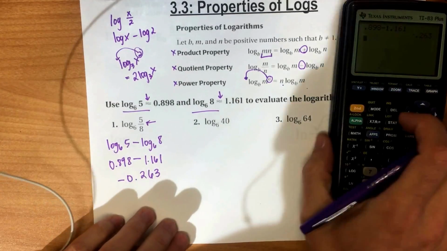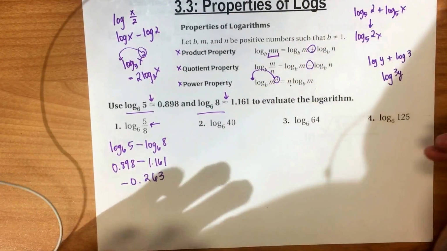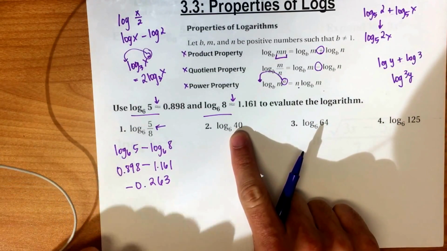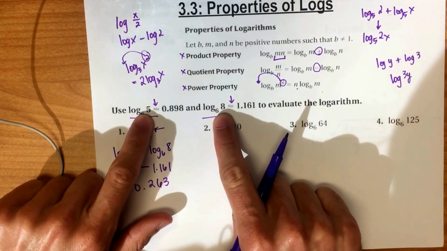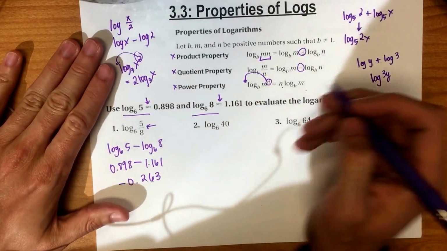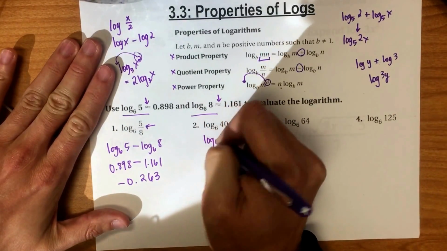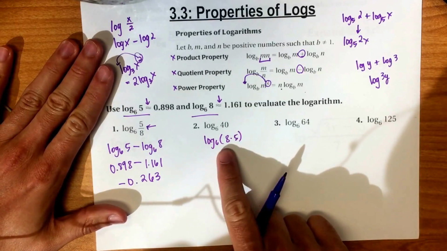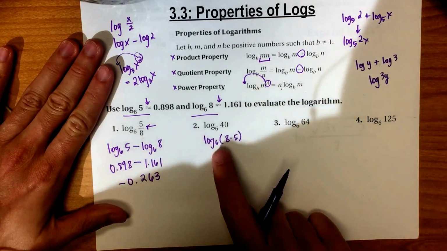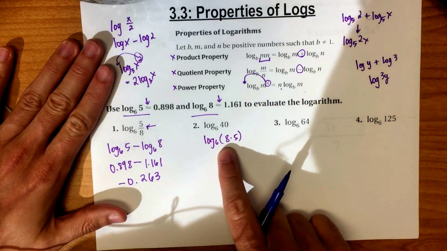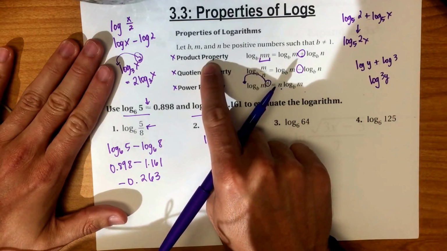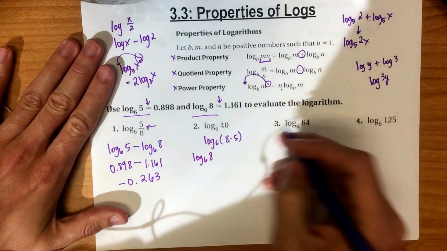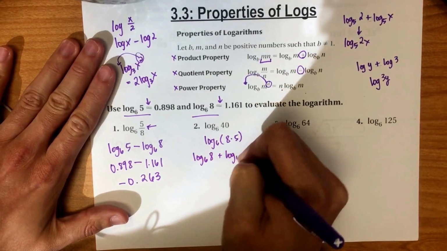Okay, so moving on, if we want to look at a number like 40, what you're looking for is, is there a way to break 40 apart multiplication or division-wise so that I can use 5 and 8? Well, obviously, you're going to take 40 and break it into 8 times 5. So why do I want to split like this? Because now I can break this into 2 separate log terms using the property. So I'm going to take log base 6 of 8, and we're going to add to that log base 6 of 5.